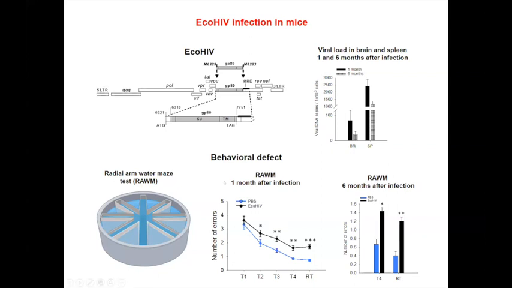And here I show an example of the results. We do that during multiple days, and we average the last 3 days, and we count the number of errors for the mice to find the hidden platform. We perform different trials during the day, 4 trials and a retention trial that is half an hour after the last trial. Here you can see that the eco-HIV infected mice perform significantly more errors when compared to the control mice. That is 1 month after infection, but we see the same defect 6 months after infection. Here I just plot the last trial and the retention trial, but we see that the infected mice perform more errors than the control mice.